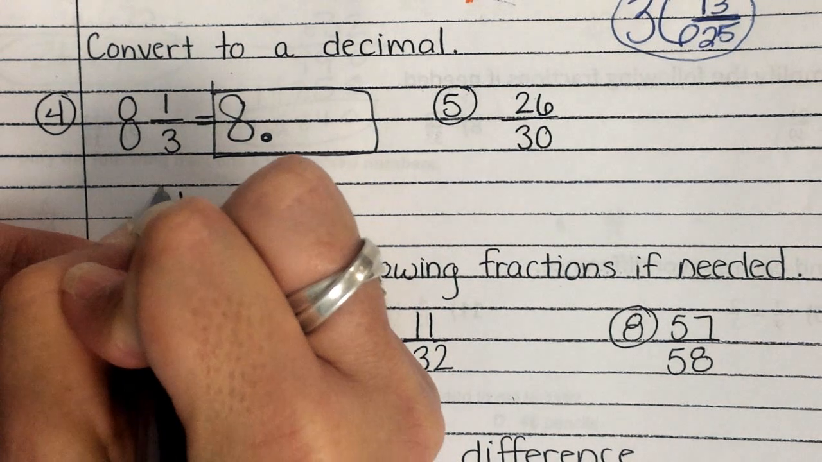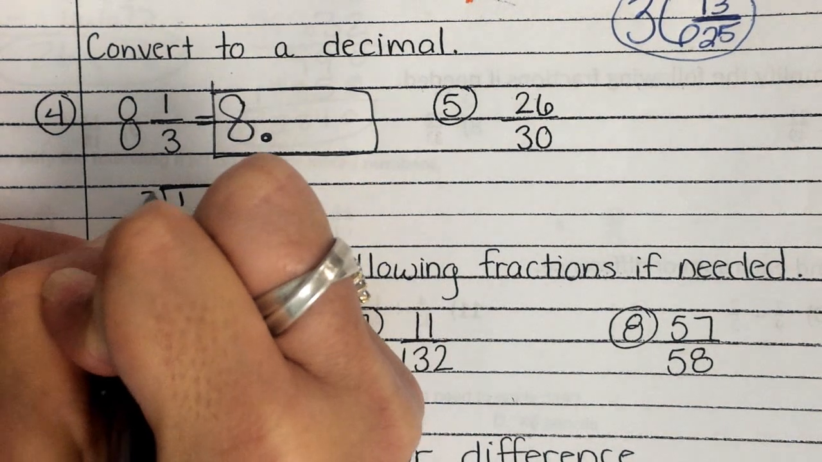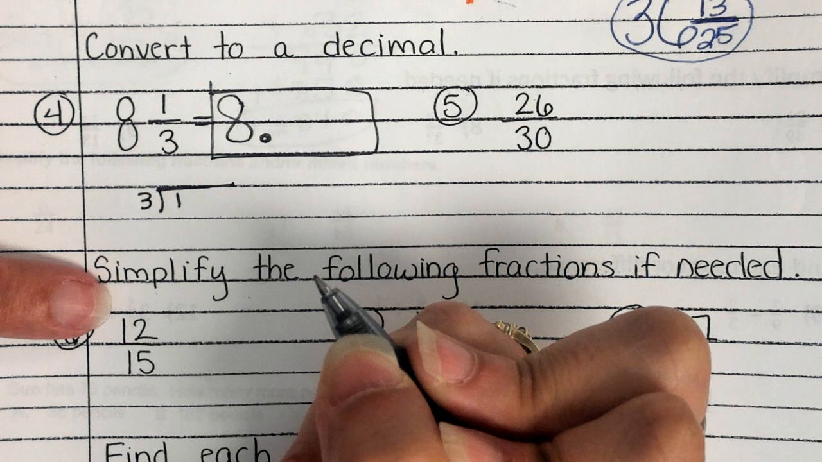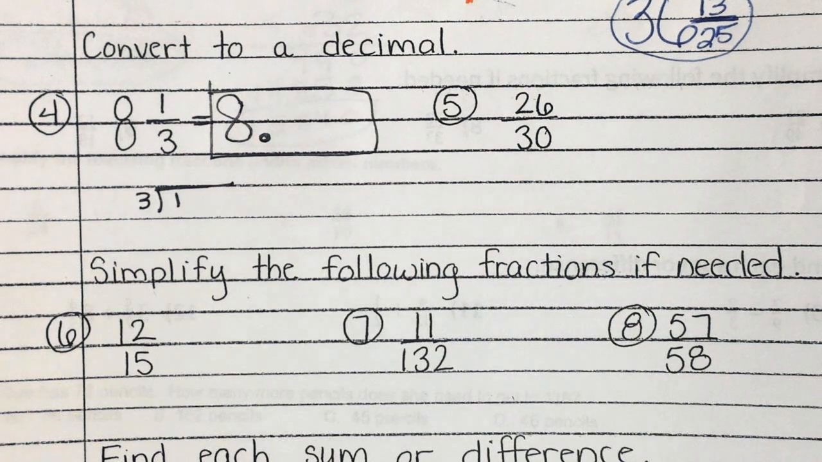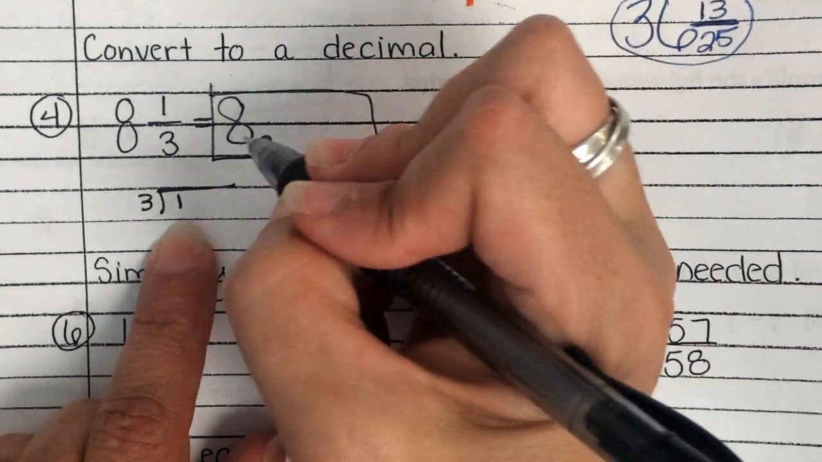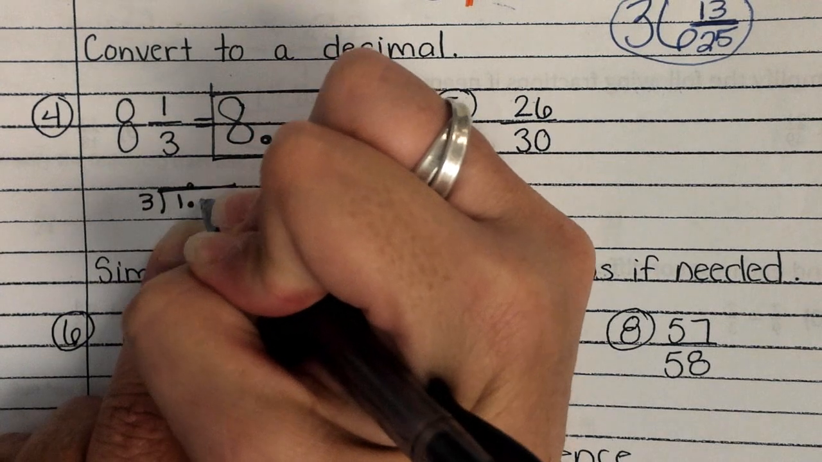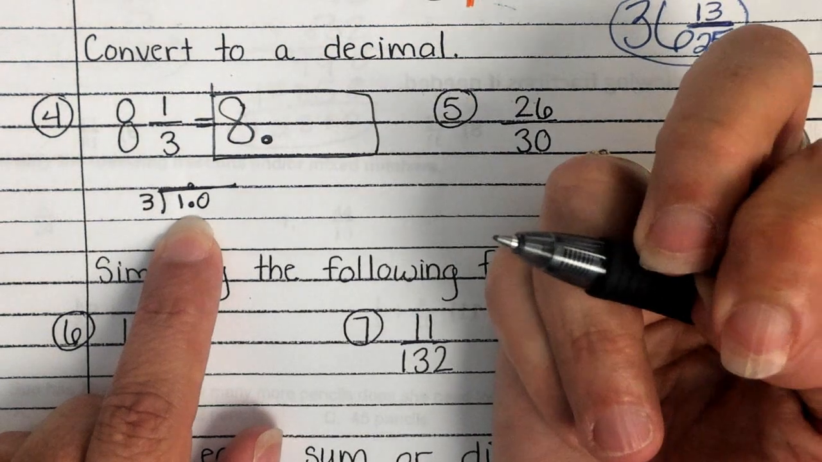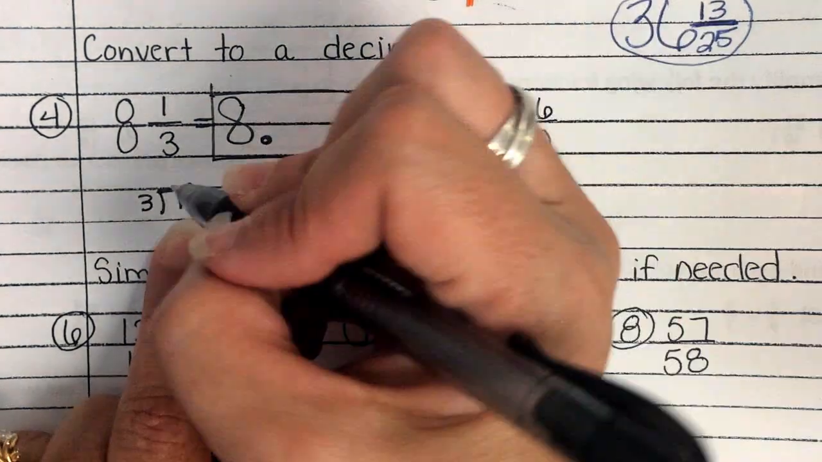Divide it out. 1 in the house, 3 outside the house. Remember, it's been a while. It's been a few days. Okay, so then we add what? A 0. A decimal and a 0. How many 3s are in 10? 3. 3.